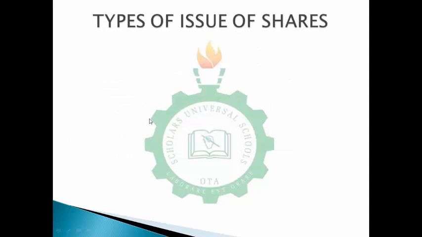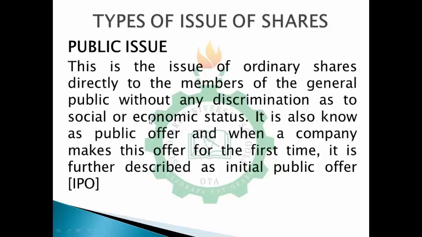All right. So let's move to the next part of this class. Now we'll be talking about the types of issue of shares. Now, what are the types? What are the ways whereby shares could be issued? First of all, it could be a public issue. When we're talking about public issue, this is the issue of ordinary shares directly to the members of the general public without any discrimination as to social or economic status. It is also known as public offer. When a company makes this offer for the first time, it is further described as initial public offer.